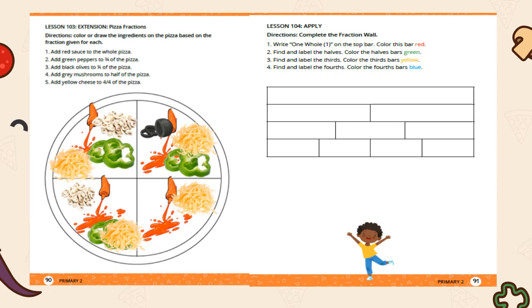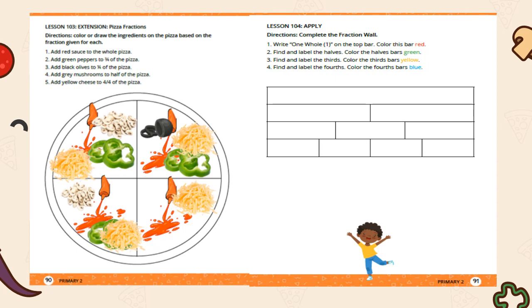Now it's time to cook the pizza by following the ingredients of the pizza. In number 1, it asks me to add red sauce to the whole pizza. So we put red sauce. Number 2, add green peppers to 3/4 of the pizza. So we are going to put green peppers on 3 parts only: 1, 2, 3. In number 3, add black olives to 1/4 of the pizza. Just 1 part.